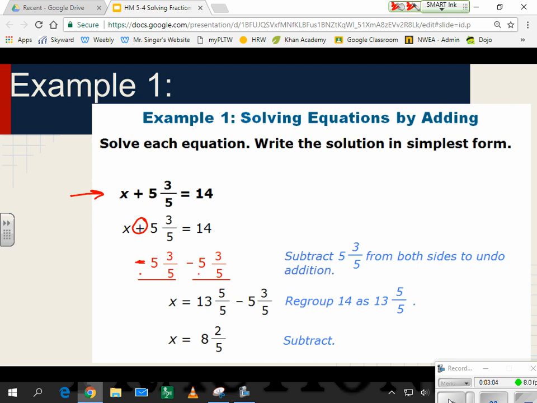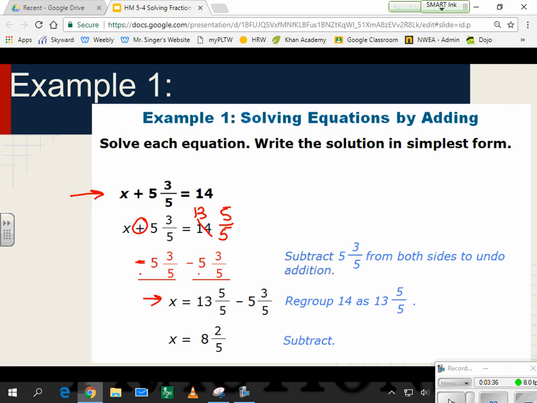Now, just like we learned in the previous lesson, you can't do 14 minus 5 3/5 because we need a fraction. So if we cross out the 14 and we use 5 as our common denominator, 14 becomes 13. And how do we show one whole? You add the denominator to the numerator. So 5 plus 0 is 5. So that's what we get down here. When you subtract 15 minus 5, you get 8, and 5 minus 3 is 2. So you get x equals 8 2/5.